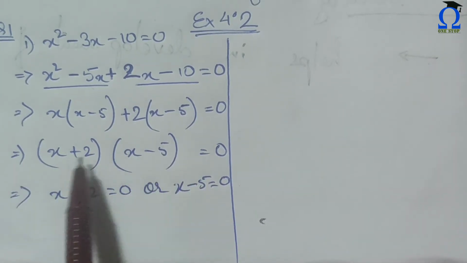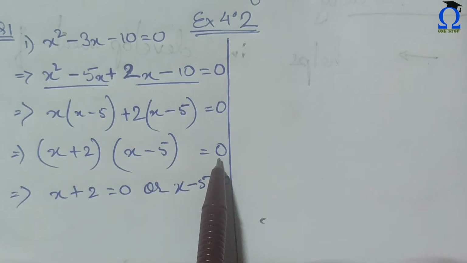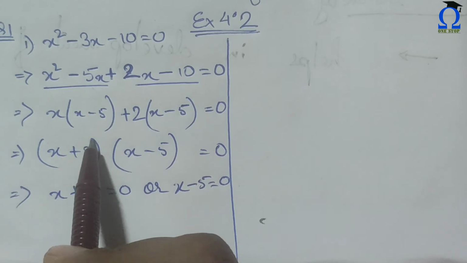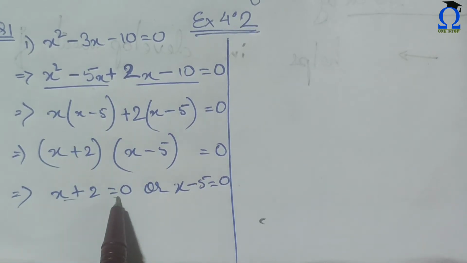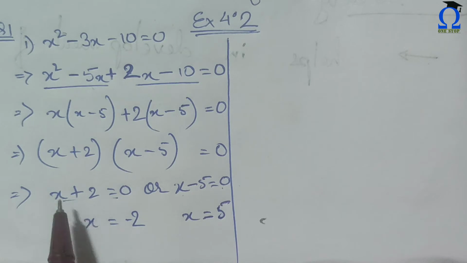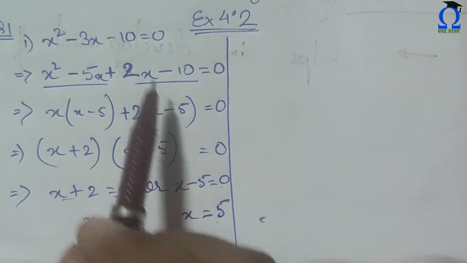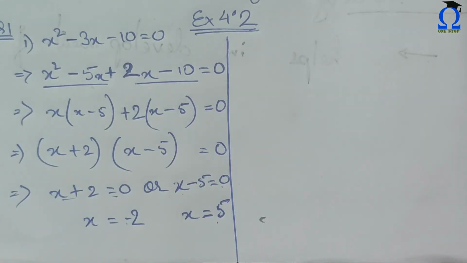See students, the product of these two terms is 0, that we know. So for this to happen, either this term should be equal to 0 or this term should be equal to 0, or both of them can be 0. Accordingly, we have taken this one. Now for that we know that x should be equal to +5 or x should be equal to -2. So this is the answer for this equation, that is -2 or +5.